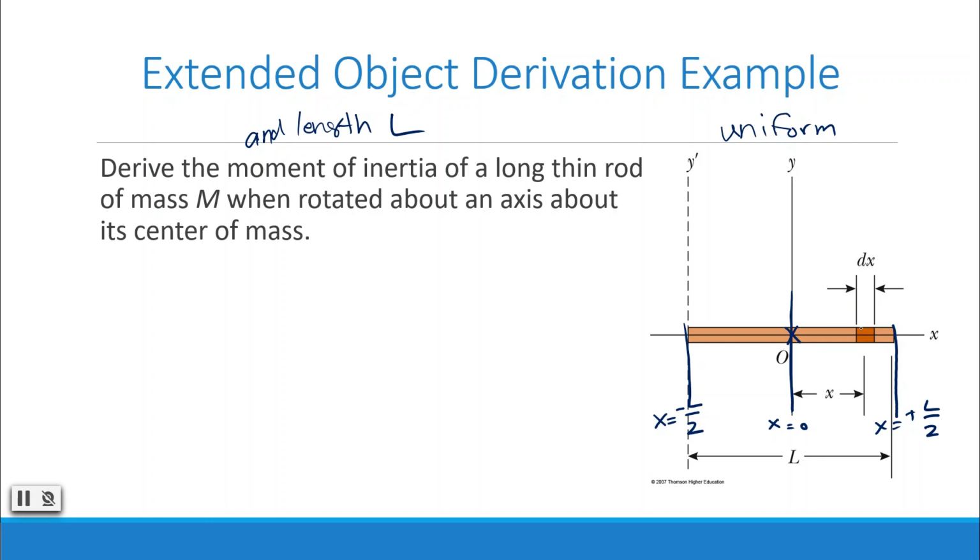You pick an infinitesimally small section. That section is going to have a mass of dm and a thickness of dx, and it's going to be at a position of x.